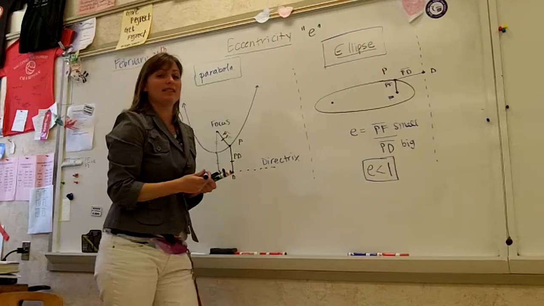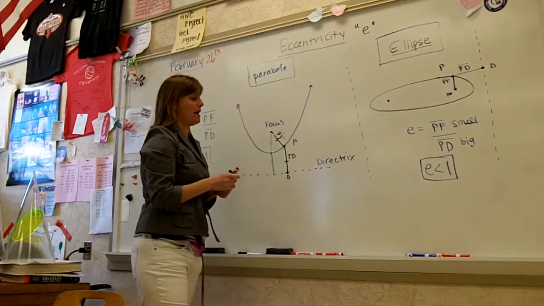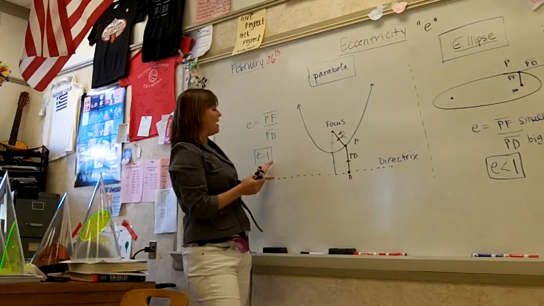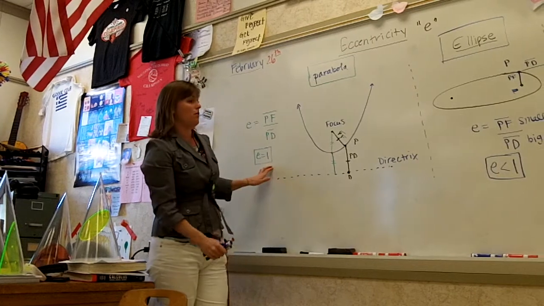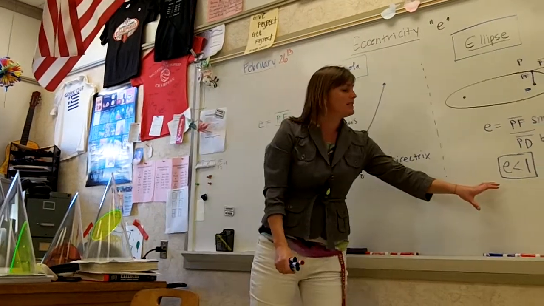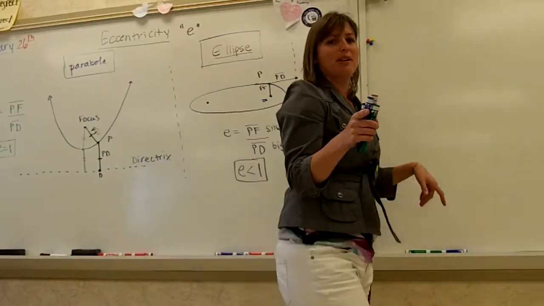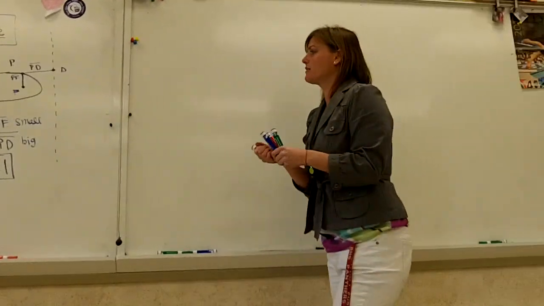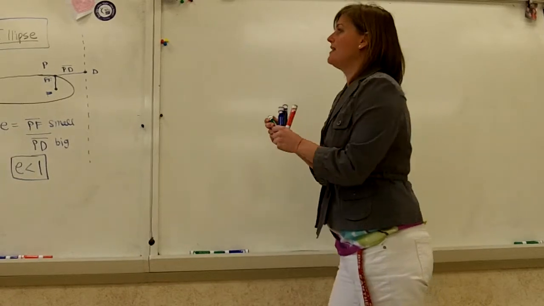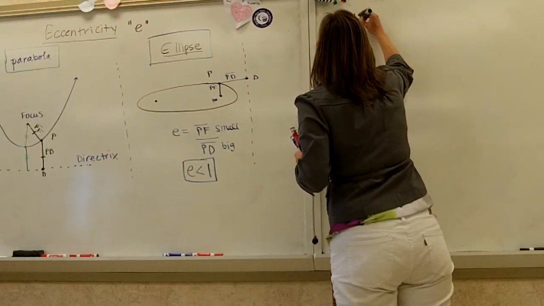So I bet you can guess what the eccentricity is equal to for a hyperbola. For a parabola, recall, it's equal to 1. For an ellipse, it's less than 1. So what are you guessing about the hyperbola? I can hear you all screaming at me right now. Okay, so let's talk about the hyperbola.